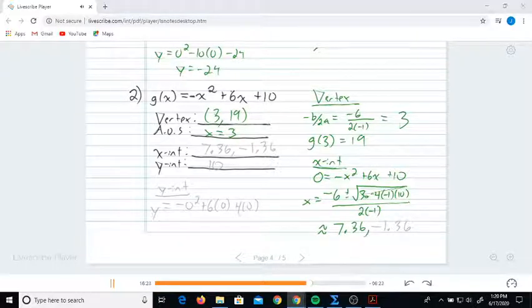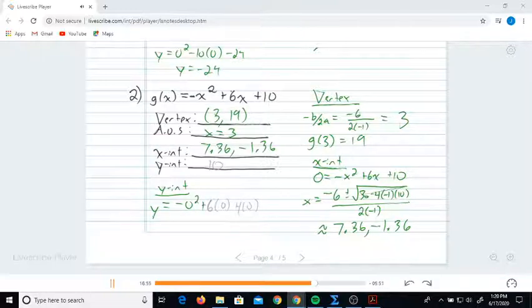So it'll be negative 6 plus that value. Second value we get negative 1.36. So we got 7.36 as our first, and negative 1.36 as the other. And then the y-intercept, again, you just set the x to 0. That'd be negative 0 squared plus 6 times 0 plus 10, which is just going to be 10.